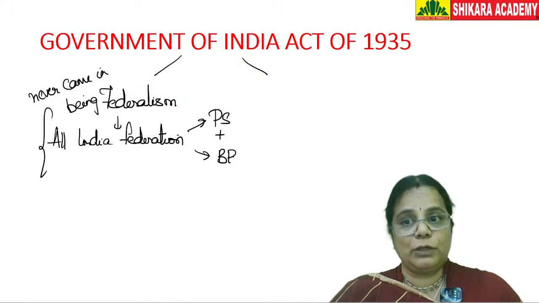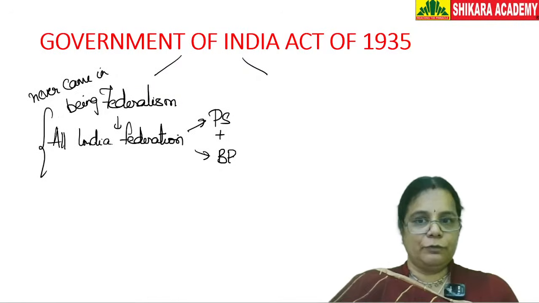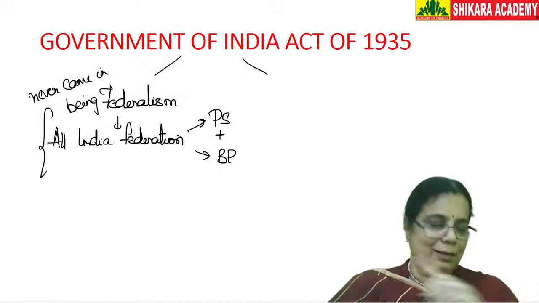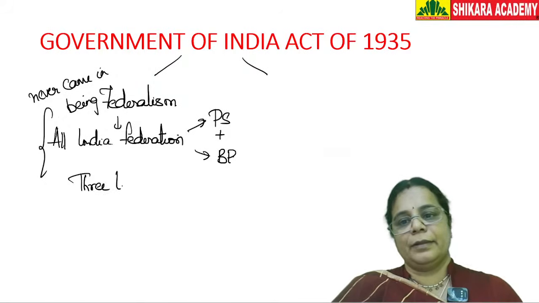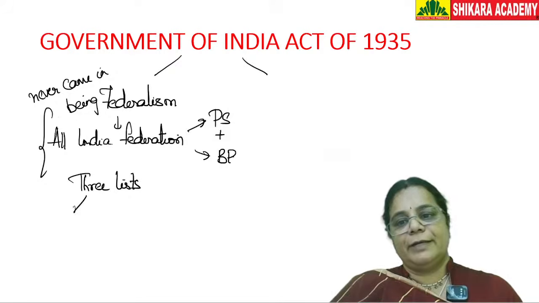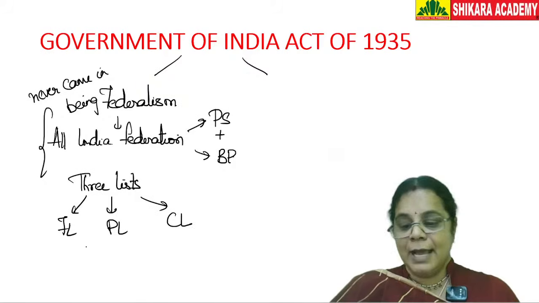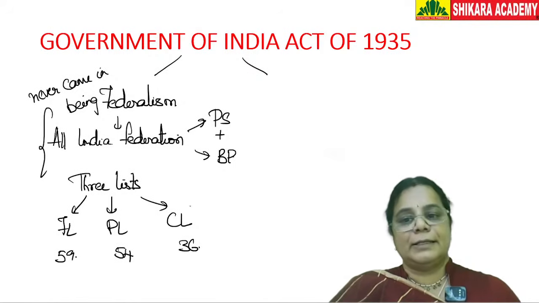This is very, very important. Remember, in your MCQs, if they ask you, was it provided? The answer is yes. Was it actually implemented? The answer is no. It was never implemented. Okay. It provided for three lists called the federal list, the provincial list, and the concurrent list. The federal list had 59 subjects, provincial list 54, and concurrent list had 36 subjects.